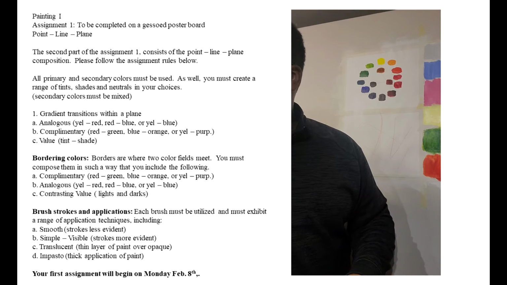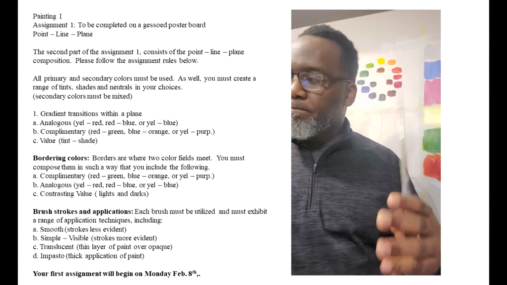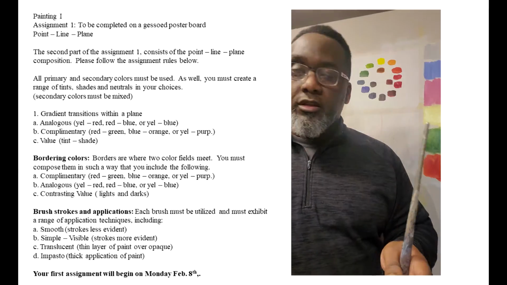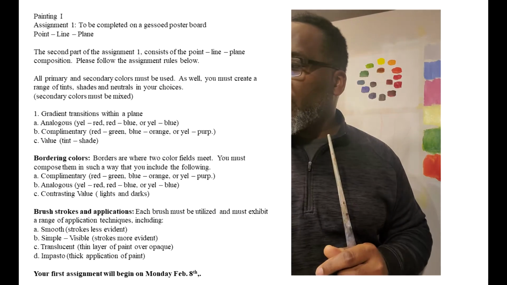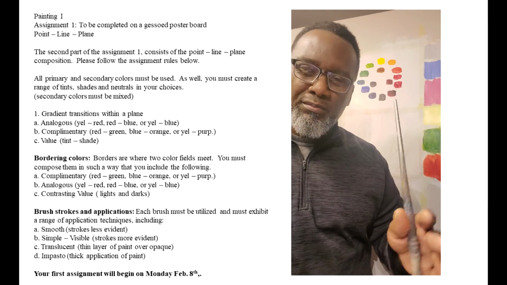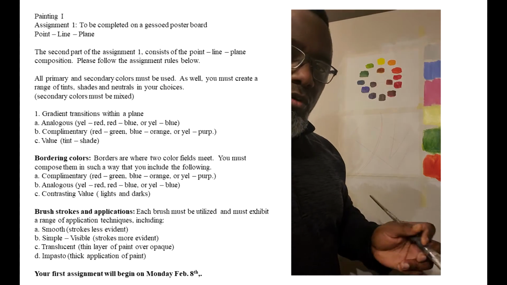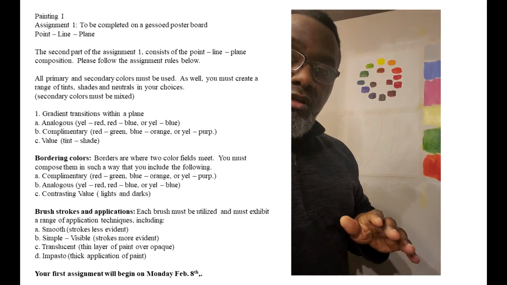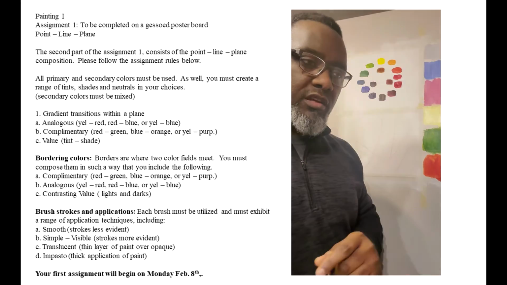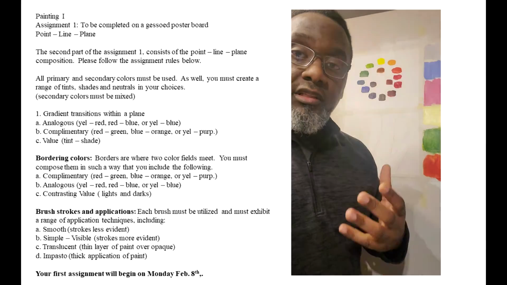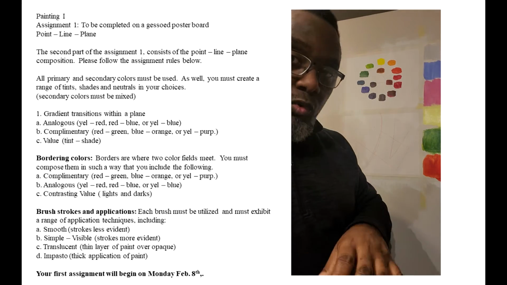And in those color fields, you must compose them in such a way that they include complementary bordering colors, analogous bordering colors, and contrasting bordering colors, and we're going to be using some brush techniques. We have to use all of your primary and secondary colors. So all of those have to be used. So we have to have at least 6 spaces.